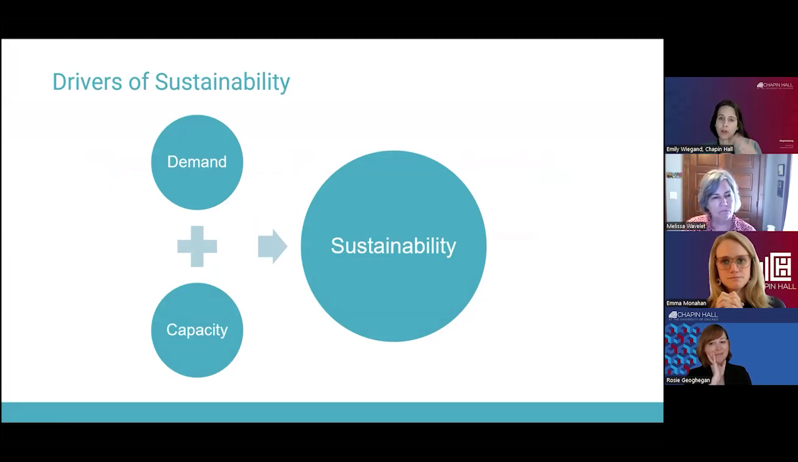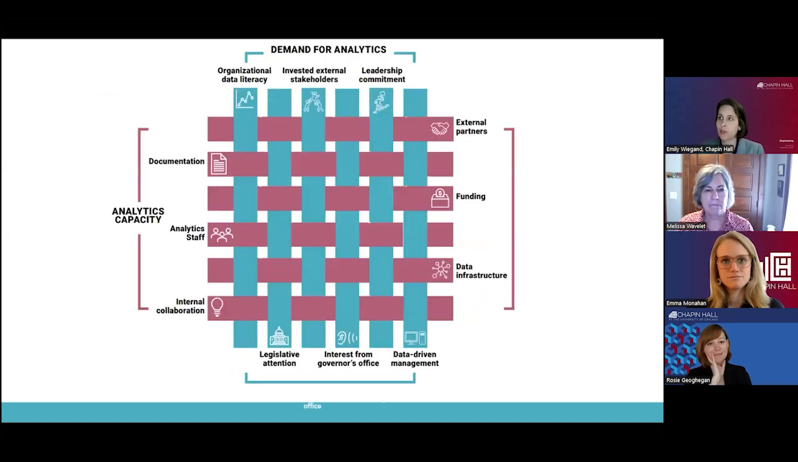When you have demand and you don't have capacity, then you have a lack of information. But when you have capacity without demand, you have analyses that aren't informing programs, and they're not making the difference they're supposed to make. Now, other than these two big components of capacity and demand, our approach to sustainability doesn't assume any other firm prerequisites. From what we've seen, different agencies and jurisdictions succeed in having sustainable data use with all different mixes of pieces, depending on their context. So instead, we approach sustainability as a weave.